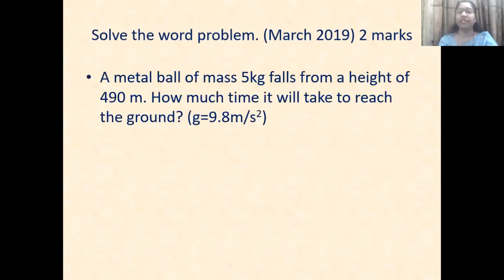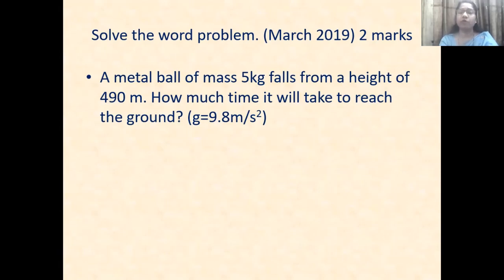The next question, solve the word problem. This was asked in March 2019 for 2 marks. A metal ball of mass 5 kg falls from a height of 490 meters. How much time will it take to reach the ground? Given the value of g as 9.8 meters per second square.